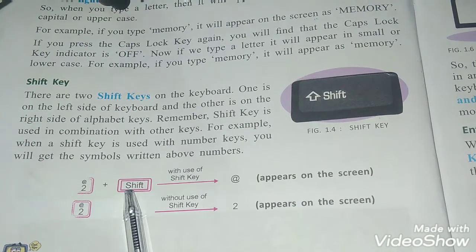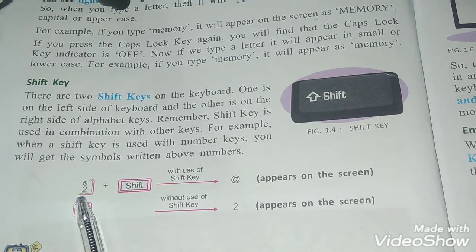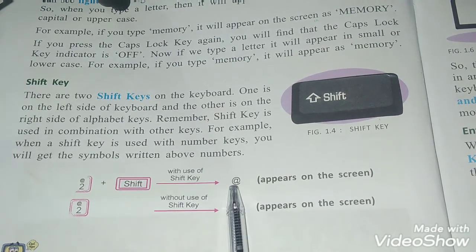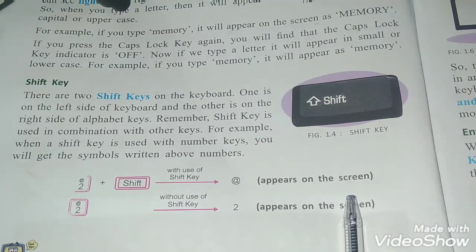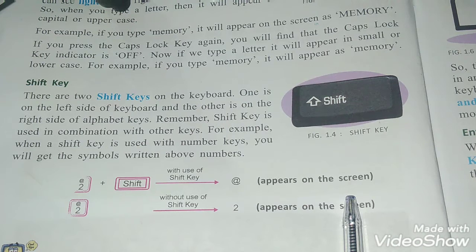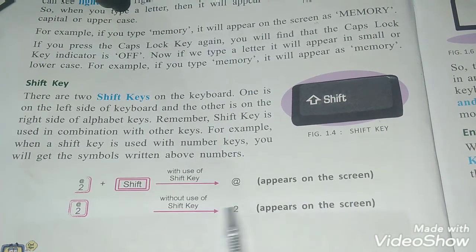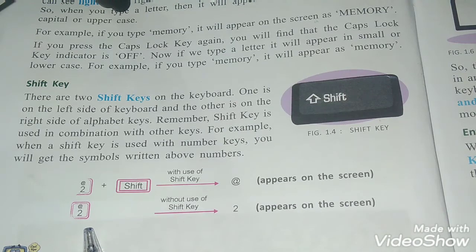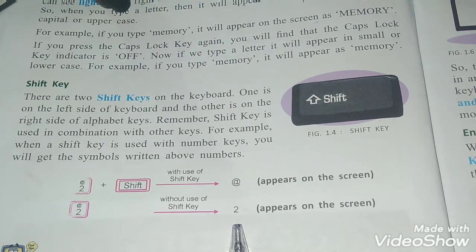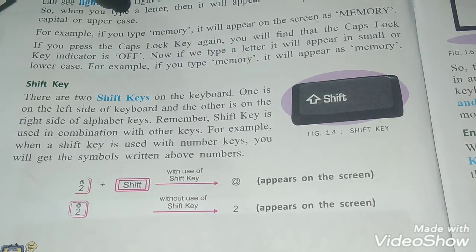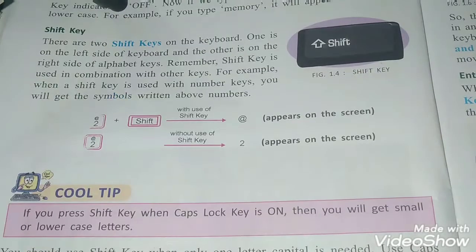This is the second number key. When we press shift plus the second key, you can see on the monitor screen the at sign appears on the screen. I have already shown this on the monitor practically. And when we press a number key without the shift key, you can see here on the monitor just 2. Okay students, now see here the tool tips.